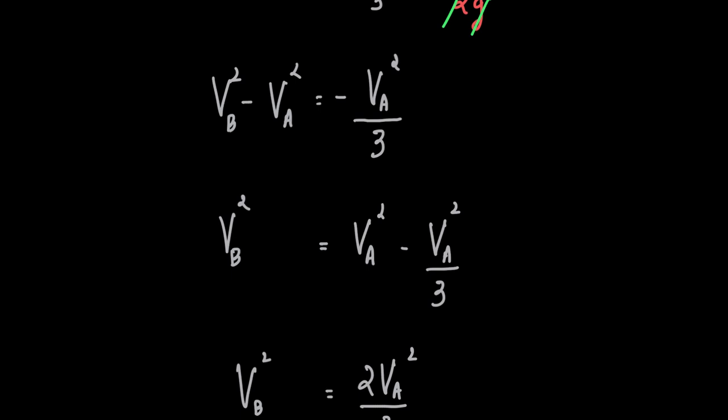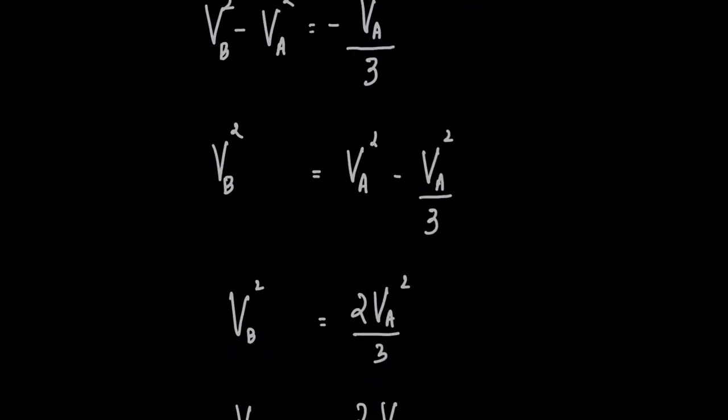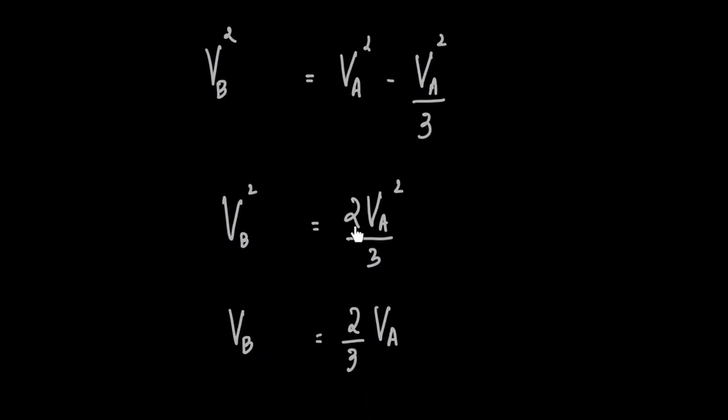So VB square is VA square minus VA square by 3. What is VA square minus VA square by 3? It is 2 VA square by 3. Now, taking root on both sides, root of VB square is equal to root of 2 by 3 VA square. What we get is VB is equal to root of 2 by 3 VA.